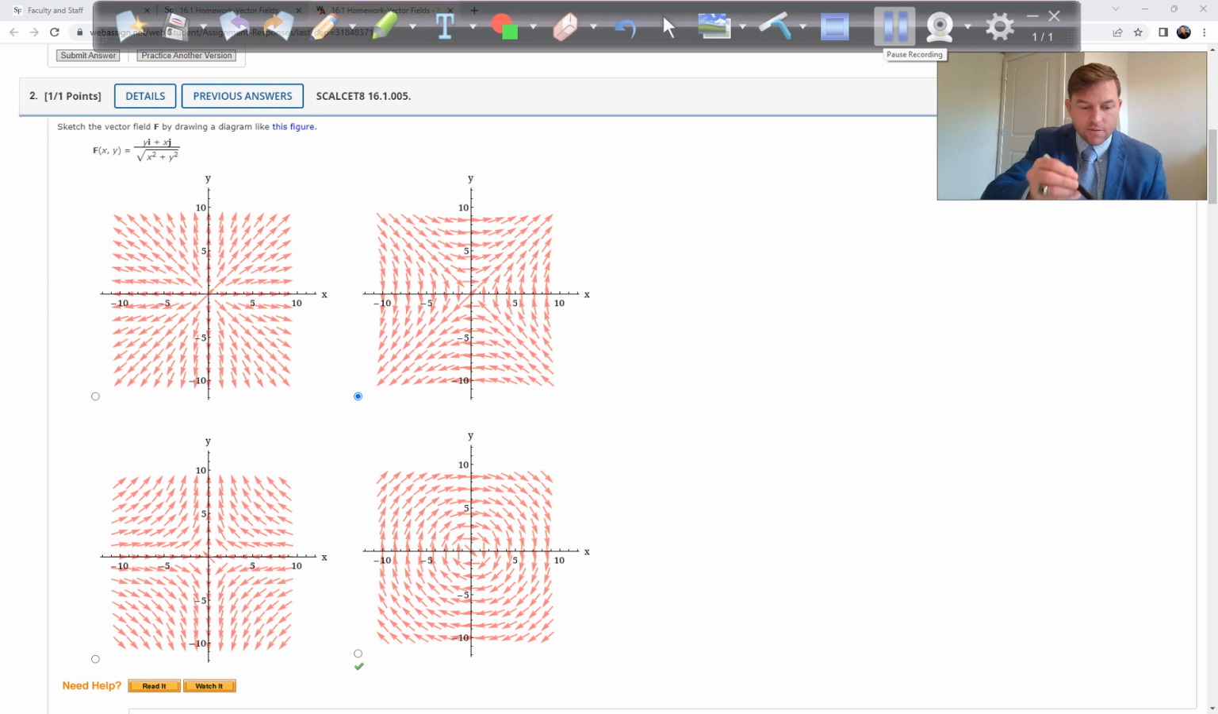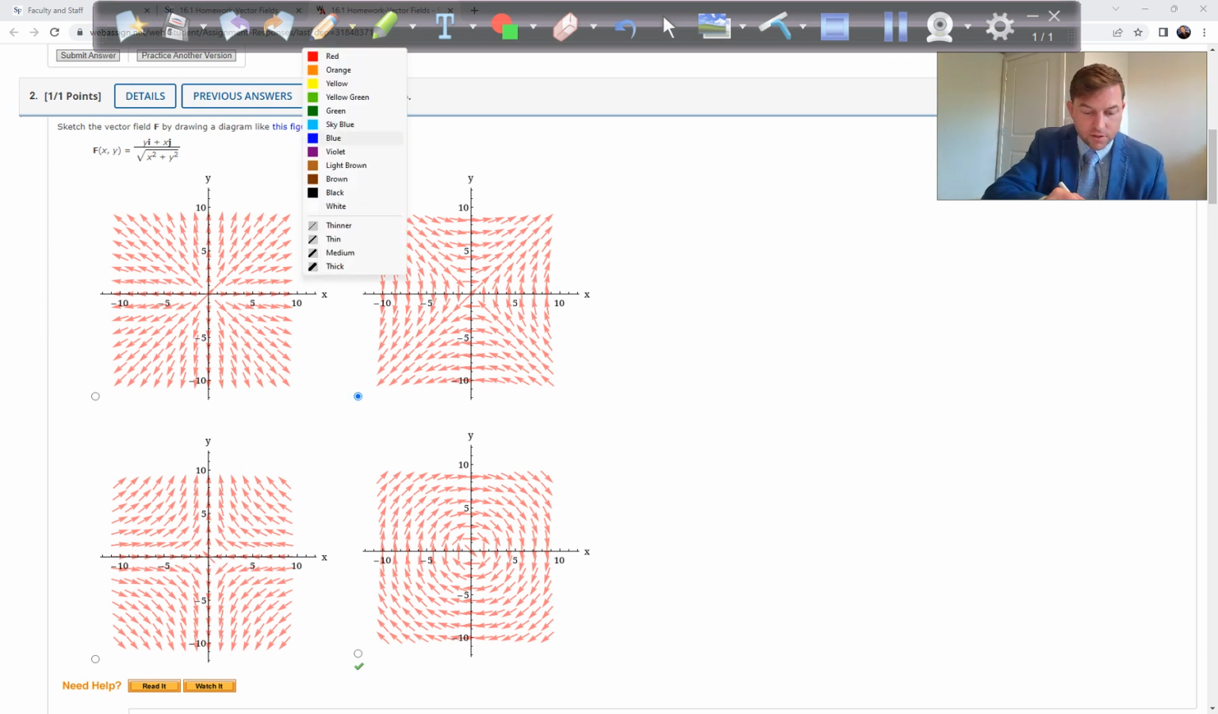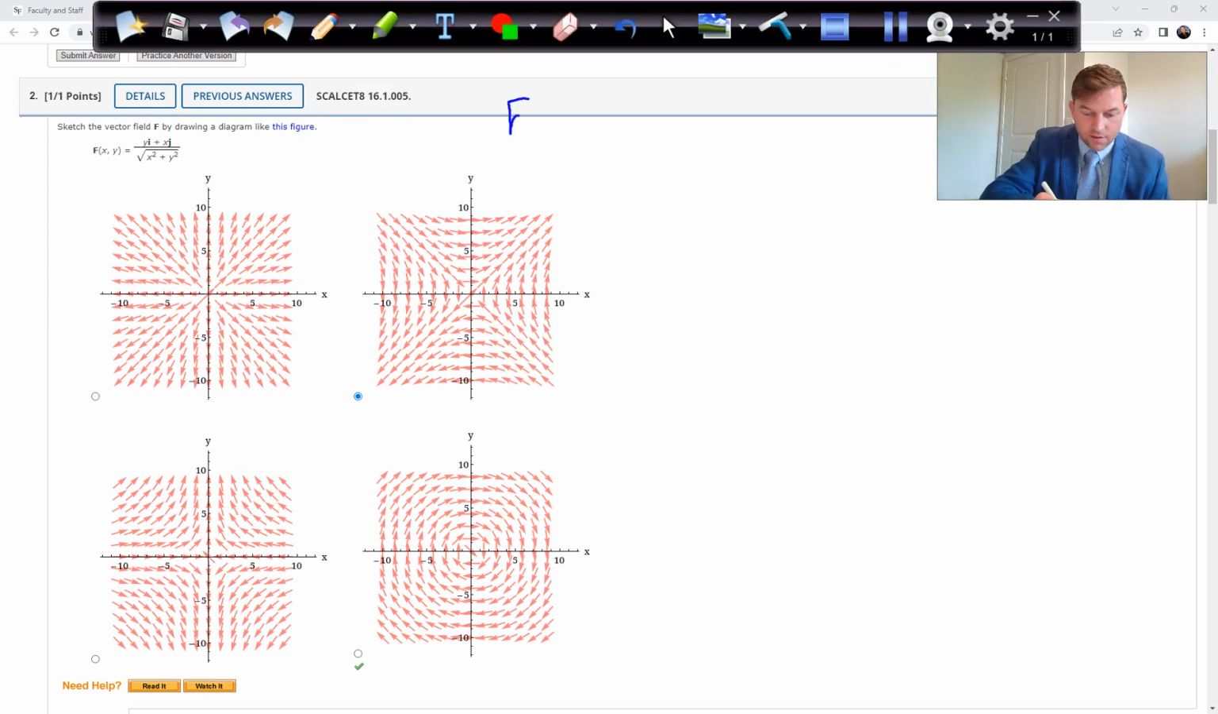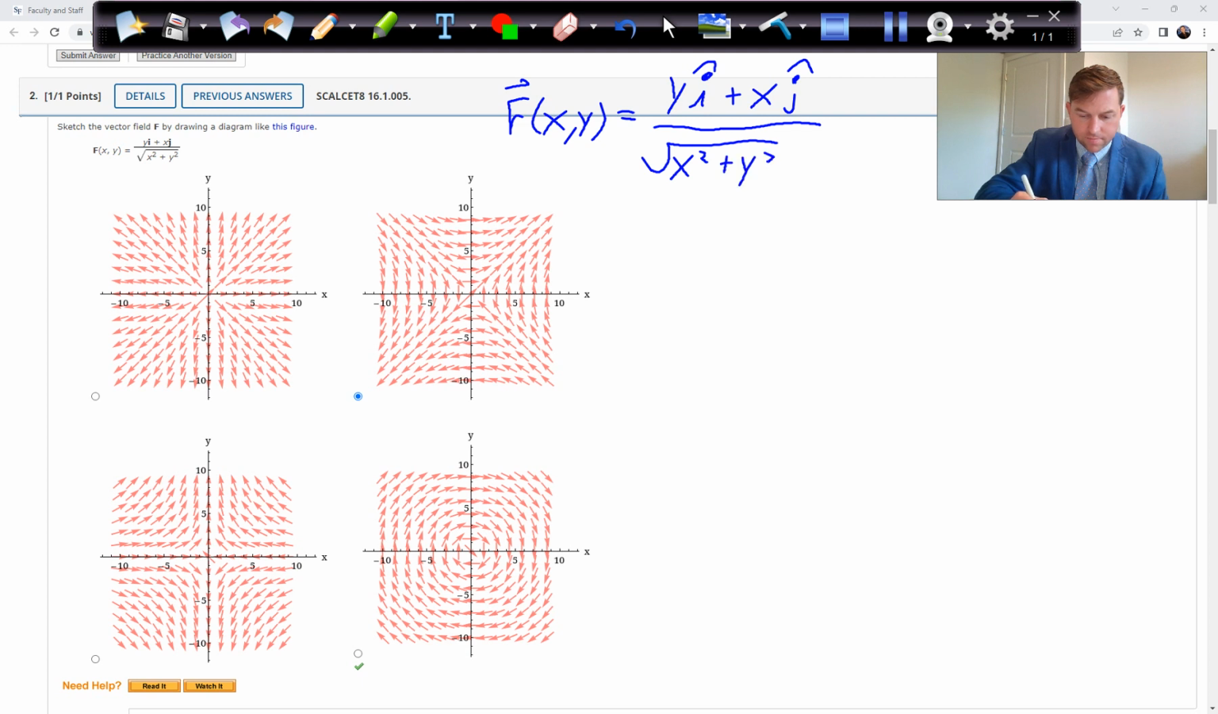Okay, in problem 2, they give us a more complex vector field. So they say our vector field f as a function of x and y in 2 dimensions is y in the i direction plus x in the j direction, and then both components are divided by the square root of x squared plus y squared. And so they want us to sketch the vector field.